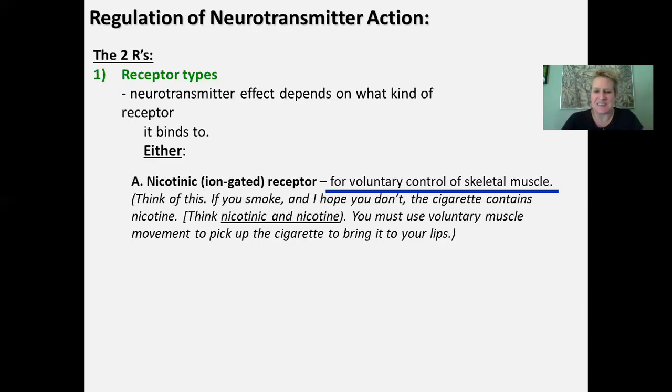So think of this. If you smoke, I hope you don't, or vape, whatever. We still don't know the health concerns about that, but it's starting to come out. What you need to do is think of nicotine. If you want to pick up a cigarette or a vape, you use voluntary muscle movement to pick that up and put it to your mouth to smoke it. So think nicotinic. Nicotine is for voluntary movement because you have to voluntarily pick that up to smoke it. I have to pick up that cigarette or vapor to smoke it. And so you'll remember that. That's one type of receptor, and that's for skeletal muscles.